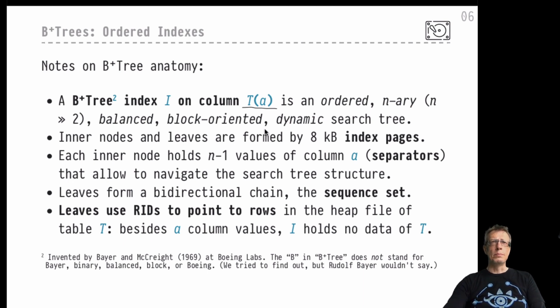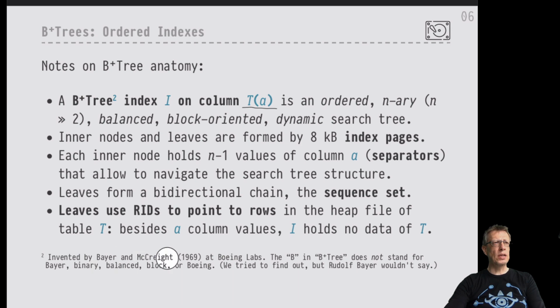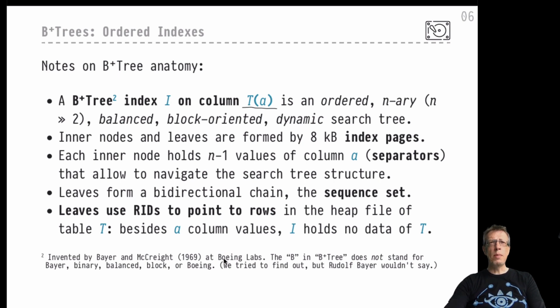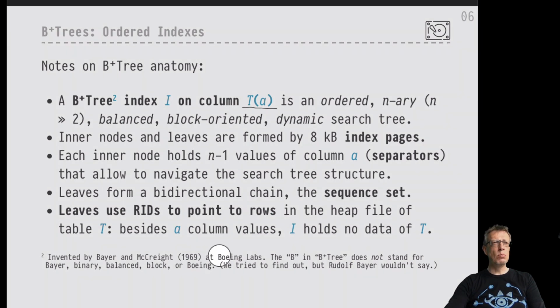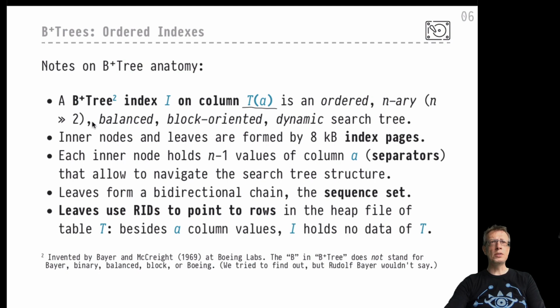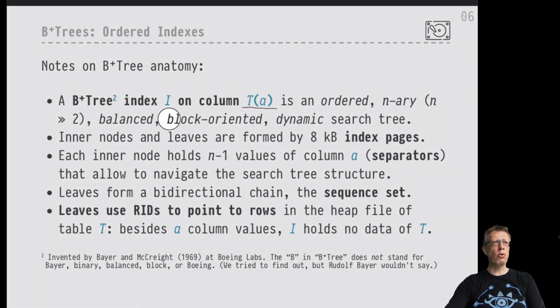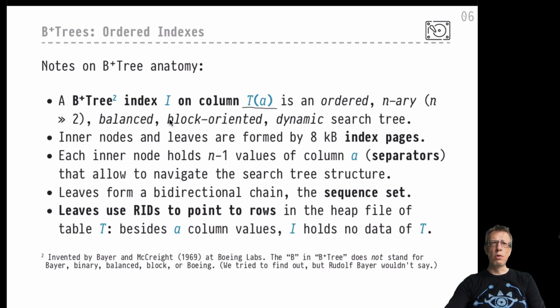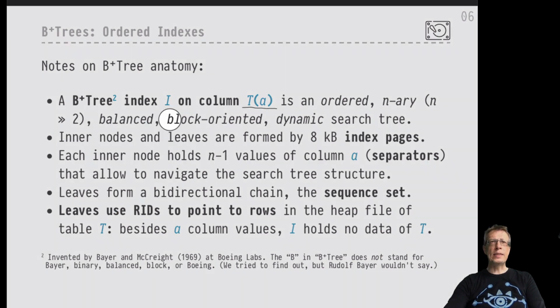Actually, this tree has been invented quite some time ago. Indeed, it has been invented by Rudy Beyer and Ed McCreight in 1969 already, while both were working at Boeing Labs. So that makes for a lot of B's there. There's a B in Boeing, and there's a B in Beyer, and there's a B in balanced, and there's a B in block-oriented, and so on. But none of these B's led to the B in the B+Tree name. So that's one of the big mysteries of computer science. Why is the B+Tree called the B+Tree?